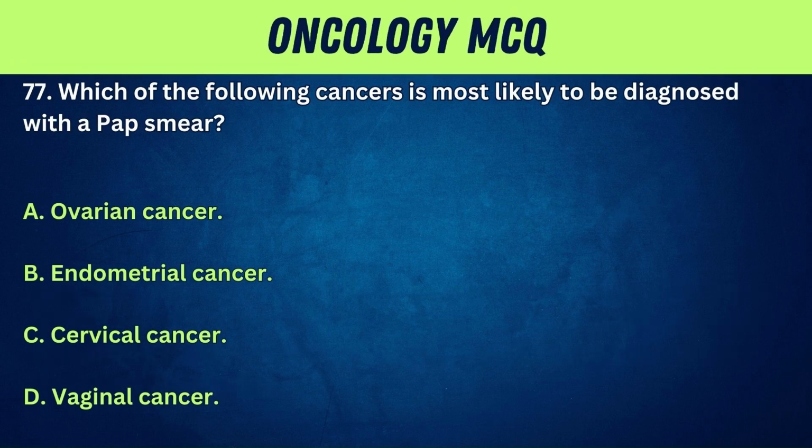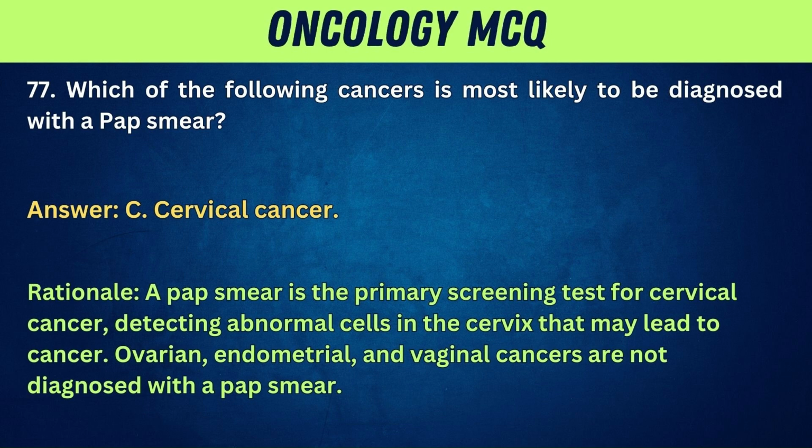77. Which of the following cancers is most likely to be diagnosed with a pap smear? A. Ovarian cancer. B. Endometrial cancer. C. Cervical cancer. D. Vaginal cancer. Answer: C. Cervical cancer. Rationale: a pap smear is the primary screening test for cervical cancer, detecting abnormal cells in the cervix that may lead to cancer. Ovarian, endometrial, and vaginal cancers are not diagnosed with a pap smear.